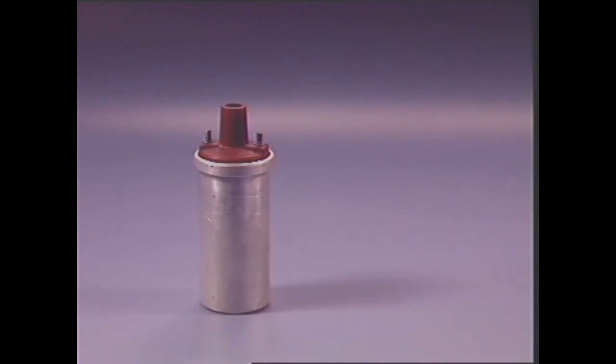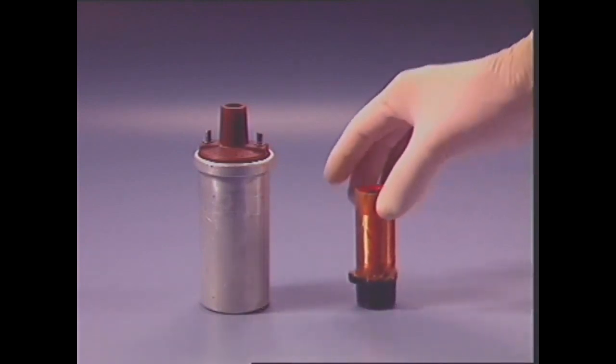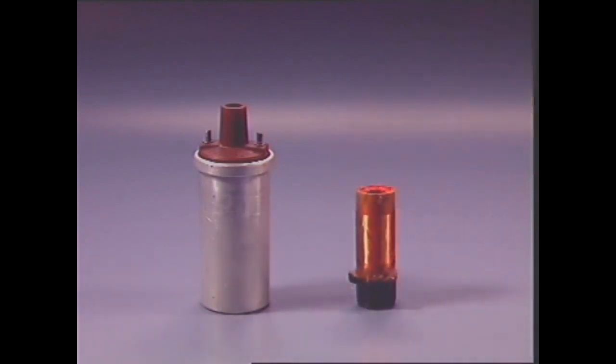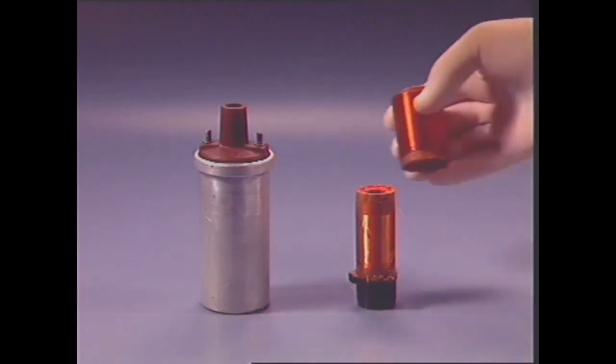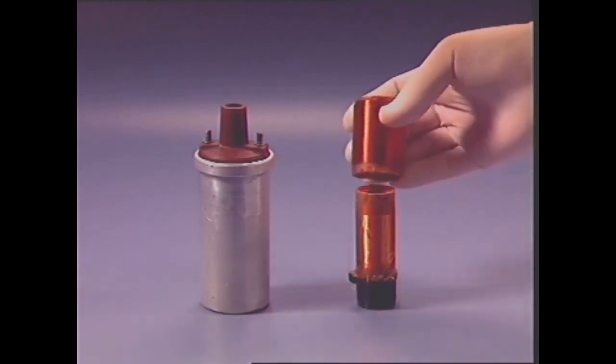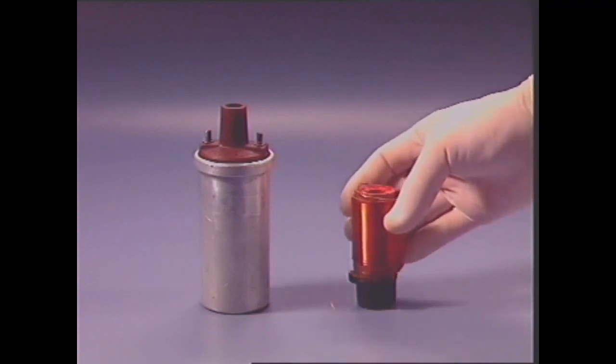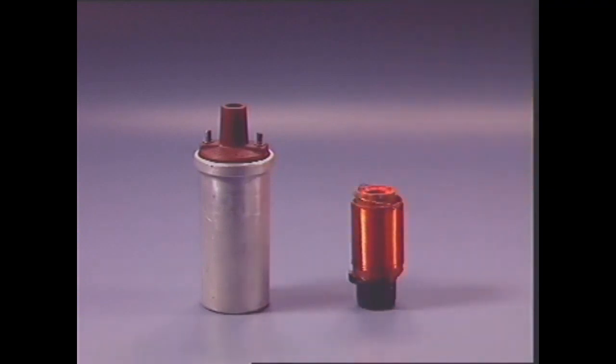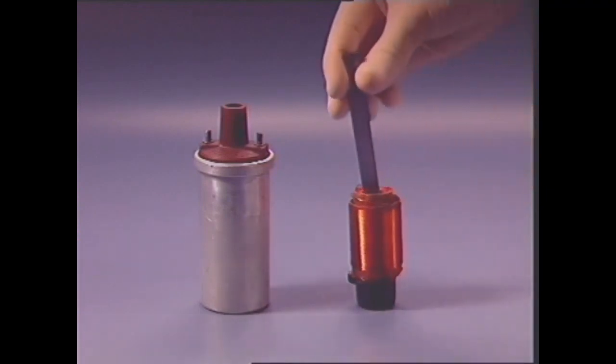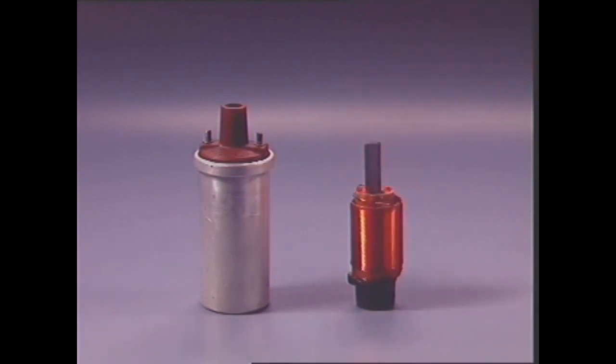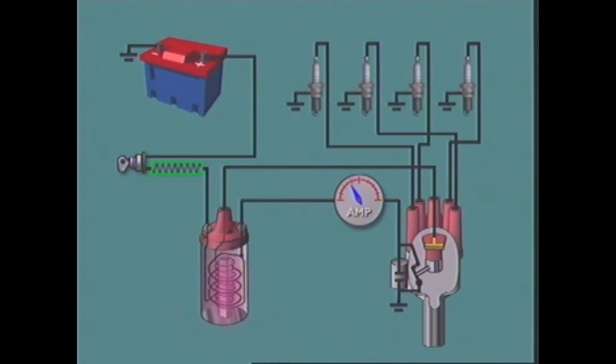In the induction coil, the secondary winding has many thousands of turns of fine enameled copper wire. The primary winding, with a few hundred turns of relatively heavy wire, is positioned close to the secondary. A soft iron core is positioned centrally to concentrate the magnetic field. Current flow through the primary winding establishes a magnetic field around the windings. The higher the current flow, the stronger the field.